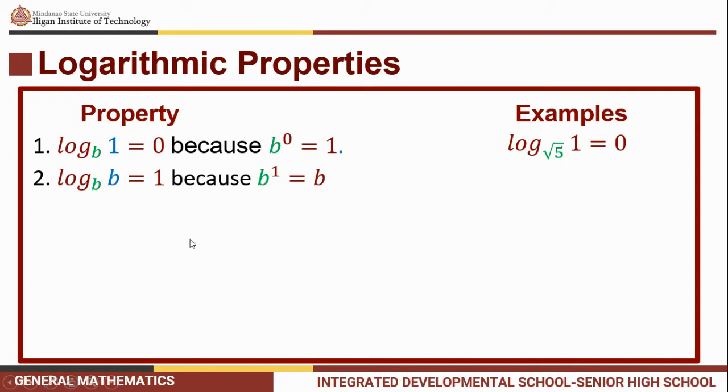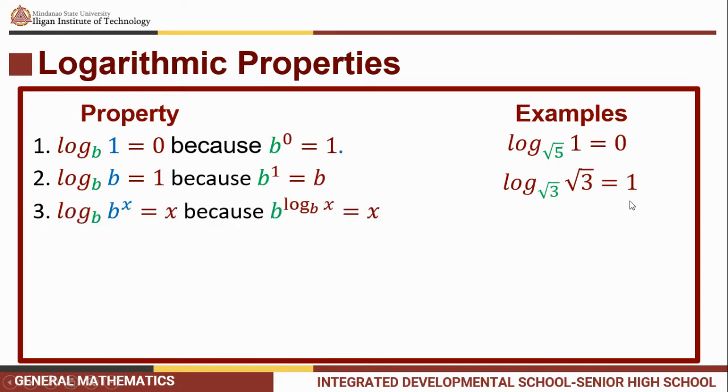Property number 2 states that log with base b of b equals 1. So if we observe that the x and the base are equal, then it is just equal to 1 because b to the power of 1 equals b. So for example, we have log with base square root of 3 of square root of 3 equals 1. We observe that the two are equal, so we have here equals 1.